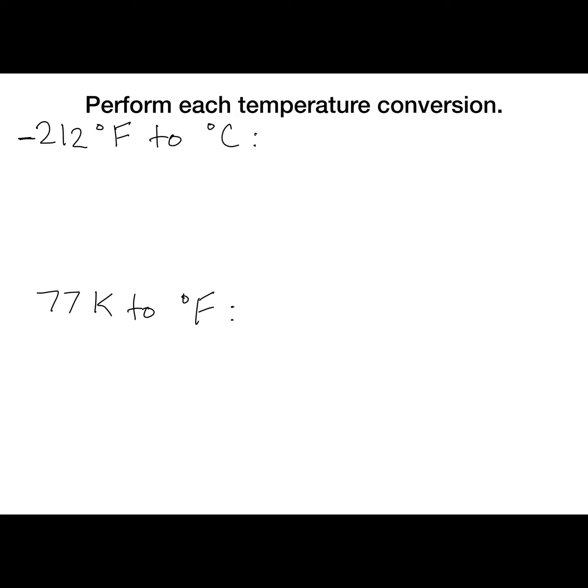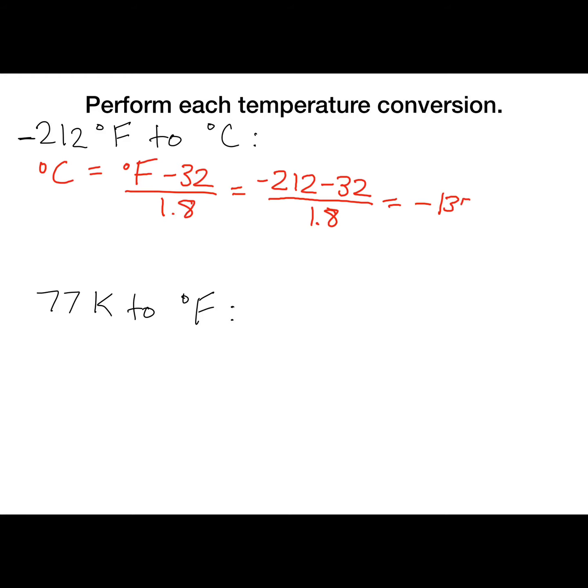Now we know that degrees Celsius is equal to degrees Fahrenheit minus 32 divided by 1.8. So if we input our variable, we get negative 212 minus 32 divided by 1.8. And our answer then is negative 135.5 degrees Celsius. Now, our sig figs for this problem is going to be 3. So the final answer is negative 136 degrees Celsius.